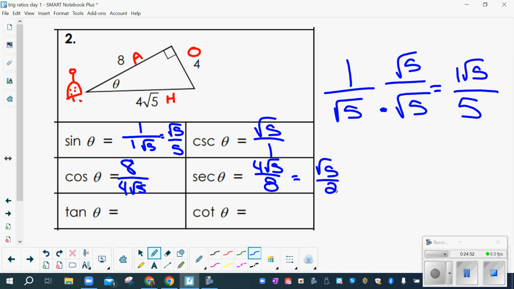So here's what I want you to do. I want you with your table mates to fix that guy. Fix that. Here we go. Let's do it over here. 8 over 4 root 5. Here's my advice. Start by reducing the 8 and the 4. That'll make your math a little easier.